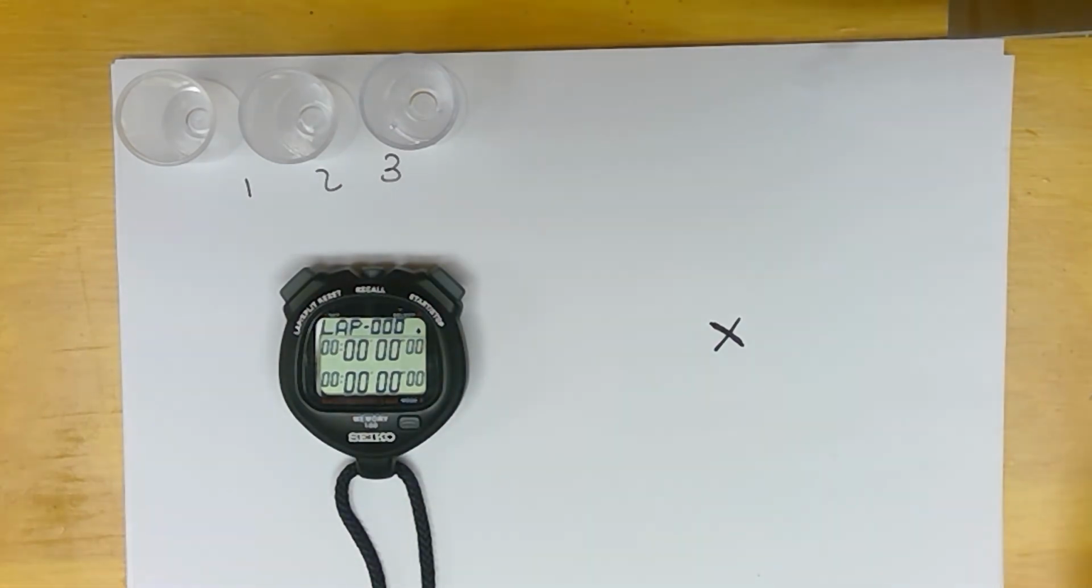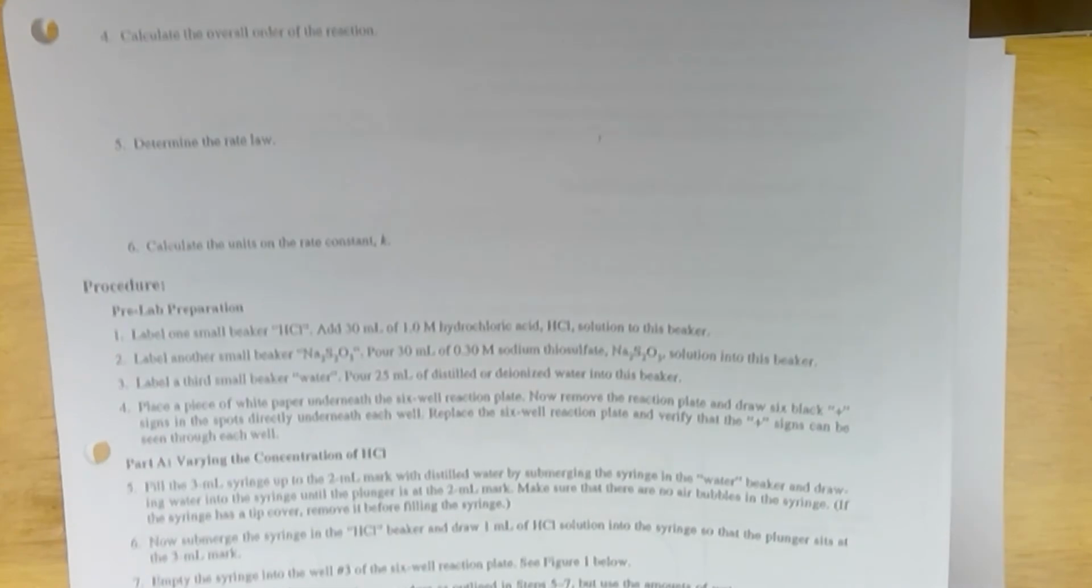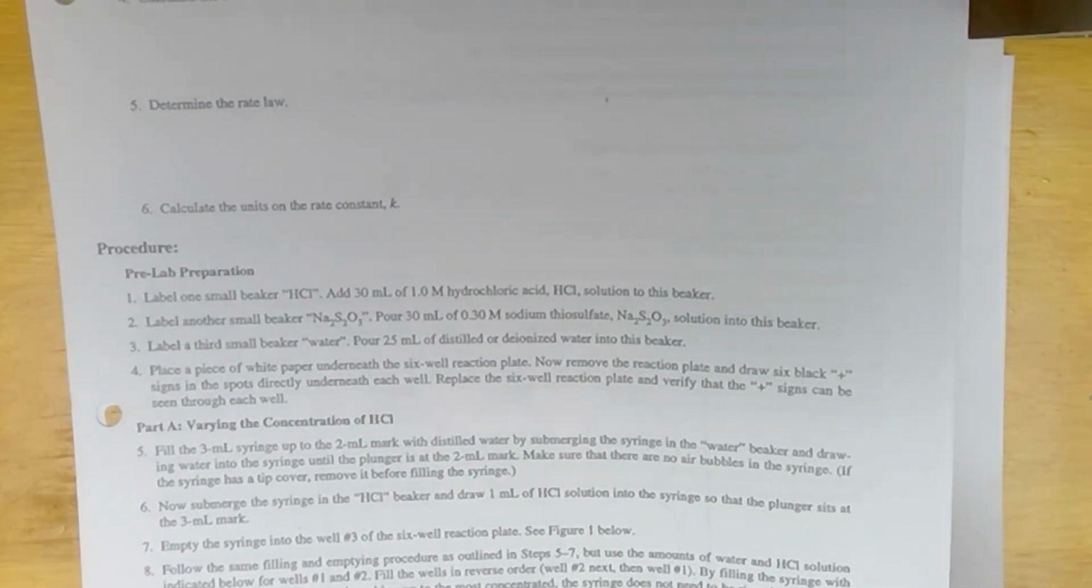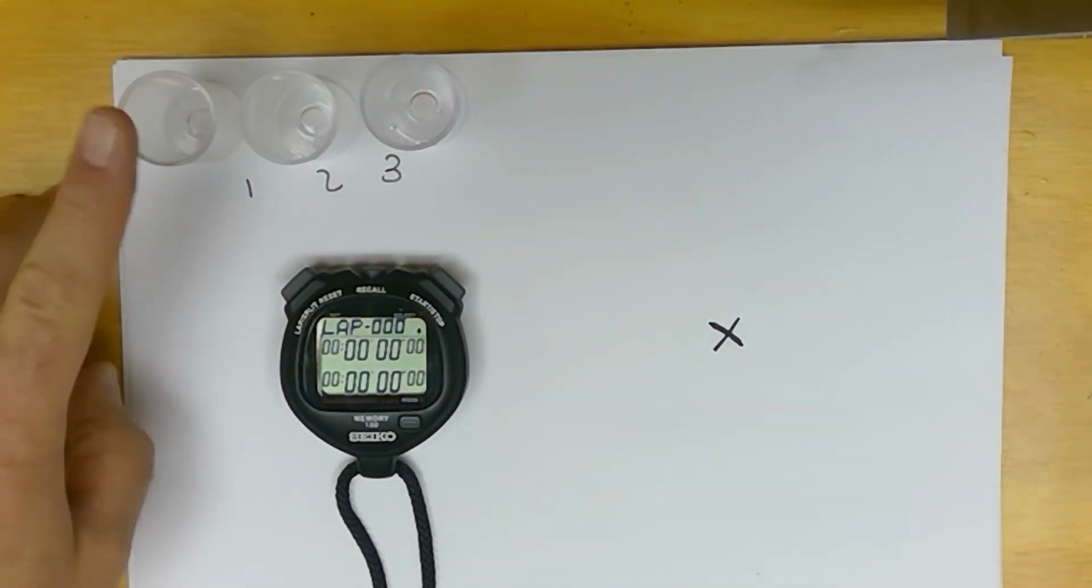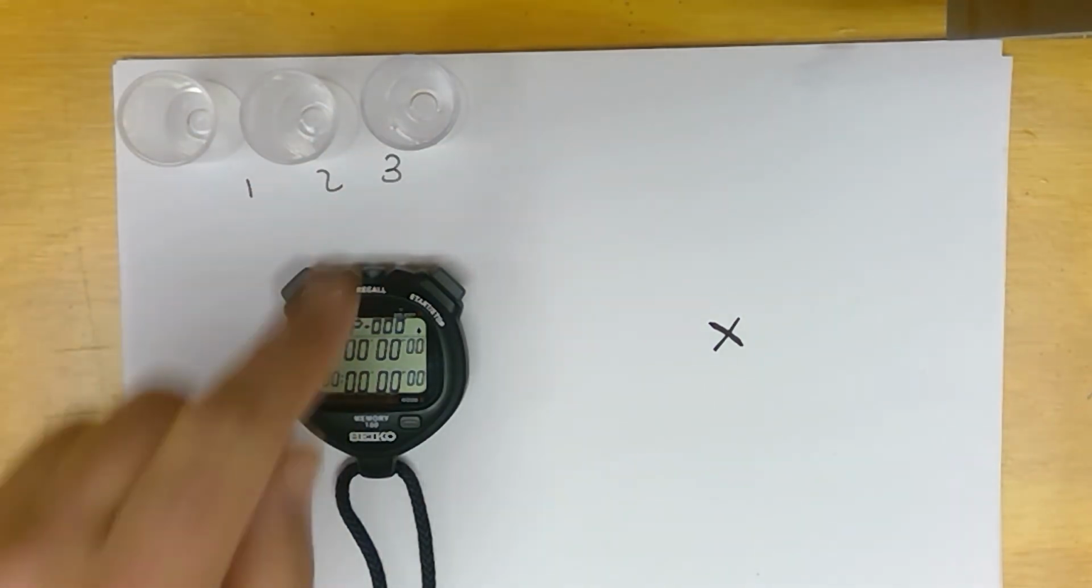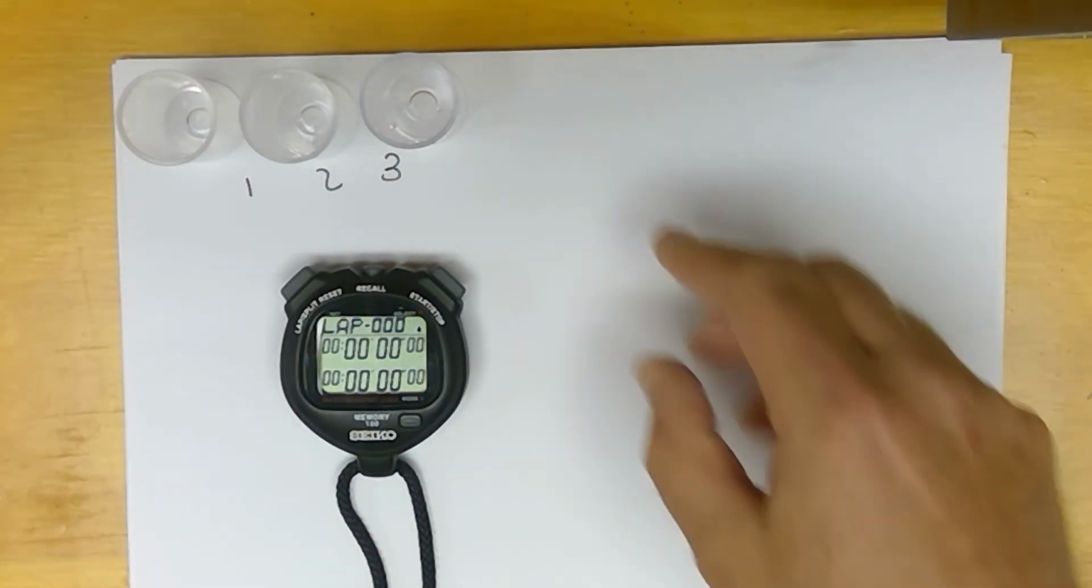Right, so we're going to start with the procedure, which is on this page right here. I've already done a little bit of it. I've done number one, where we labeled the small beaker of HCl. I did number two, where I've labeled the Na2S2O3. I got some distilled water. We have our white paper, and instead of a spot plate, we're going to use these for our reaction. So this is going to be well number 1, 2, and 3. And then this is our X right here.